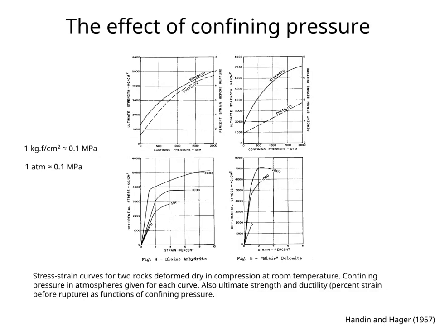These are stress-strain curves for two rocks under a range of confining pressures, from 0 to 200 megapascals. The stress-strain curves are shown in the lower row, and the strength and ductility versus confining pressure curves are shown in the upper row. We can see that both strength and ductility increase with confining pressure.